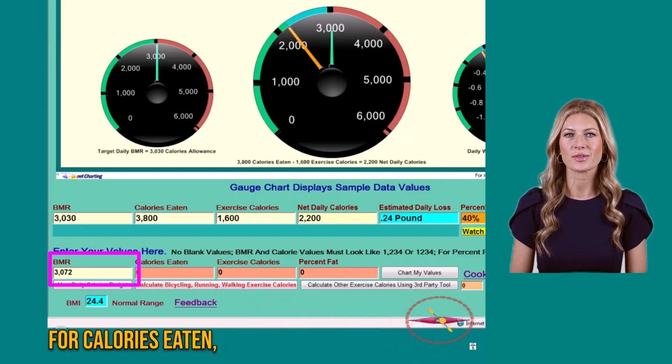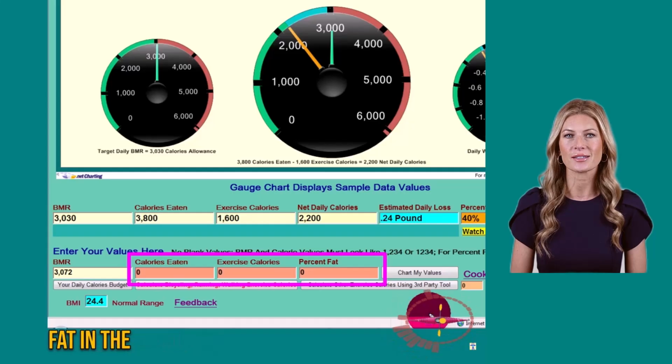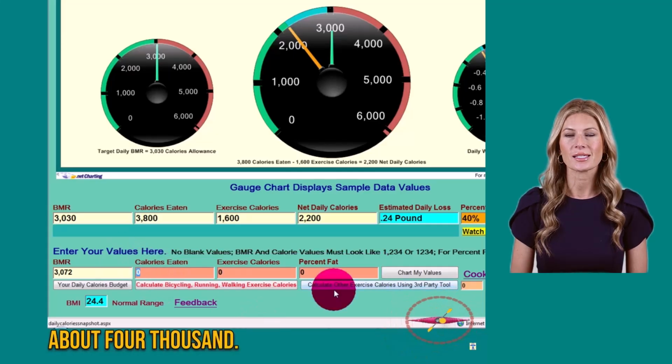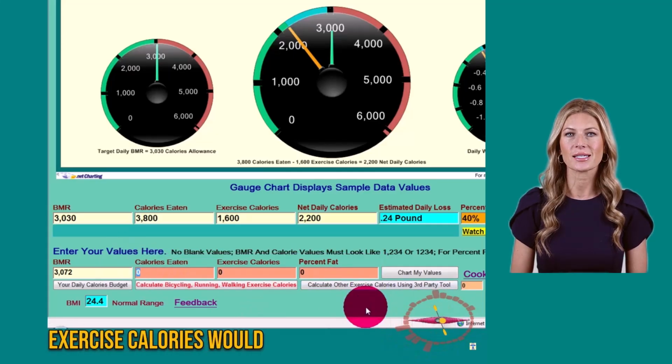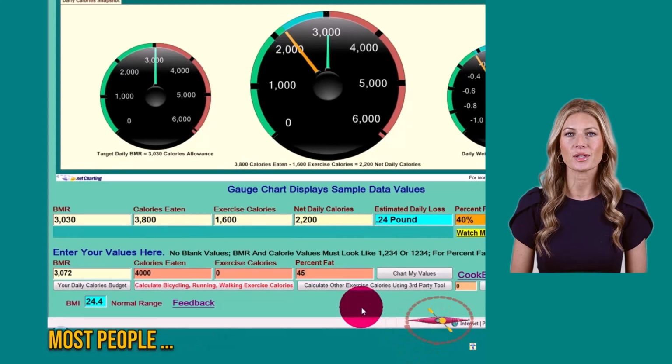Next, enter some values for calories eaten, calories burned off by exercise, and the percent of fat in the daily calories. We'll just estimate these numbers for this example. For calories eaten, let's say we kept a rough track and it's about 4,000. Exercise calories would be 0. We didn't exercise today. Percent fat in the diet will say 45%, which is fairly accurate for most people.